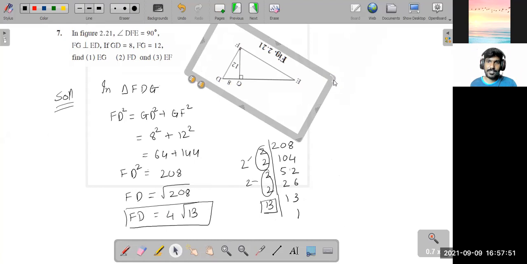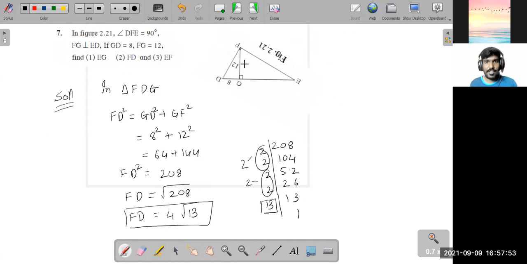So again, Pythagoras. One second. Now again same thing. EG, how much did we get? 18. EG was 18. So now you use Pythagoras theorem in this triangle here to find the length of EF.